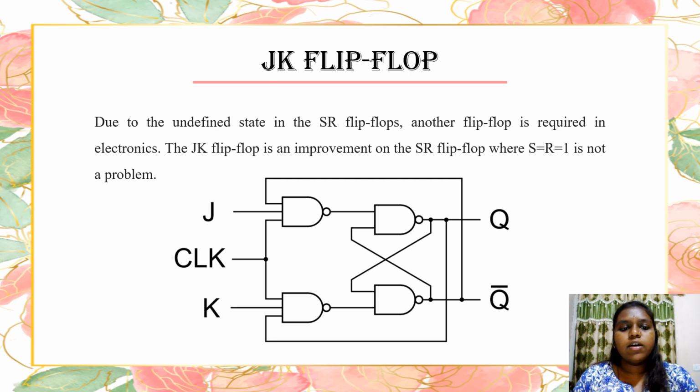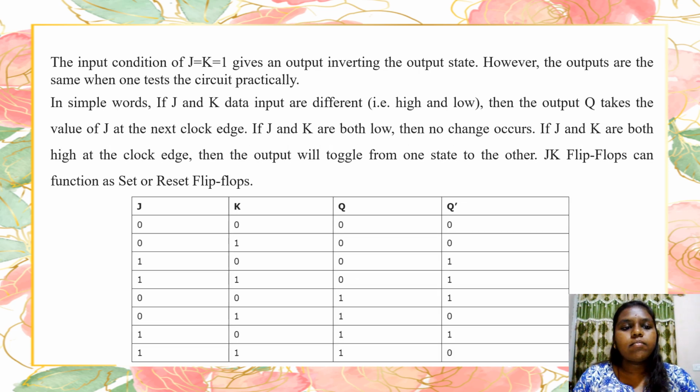JK flip-flop. Due to the undefined state in the SR flip-flop, another flip-flop is required in electronics. The JK flip-flop is an improvement on the SR flip-flop where S = R = 1 is not a problem. The input condition of J = K = 1 gives an output inverting the output state. However, the outputs are the same when one tests the circuit practically.